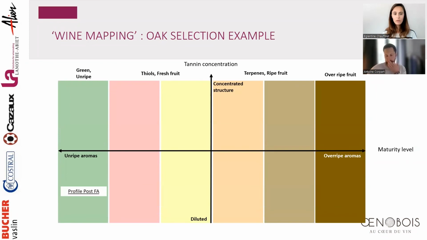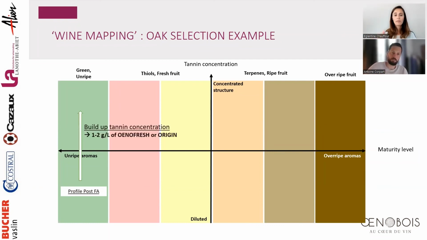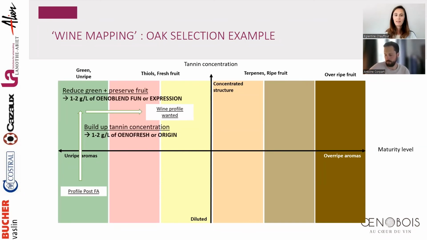And for this, I wanted to show you an example, which we tasted post-fermentation, alcoholic fermentation, sorry, and we realized that the wine was on the diluted green side. First step, we are building up the tannin concentration with 1 to 2 grams per liter of Origin Stave or Blocks, which bring the wine up, but still in green. Next step, we are gonna reduce the green perception and still preserve the fruit, adding some complexity, working with 1 to 2 grams per liter of No Blend Fan and or Expression Stave or Block.